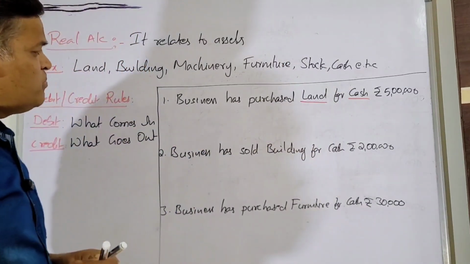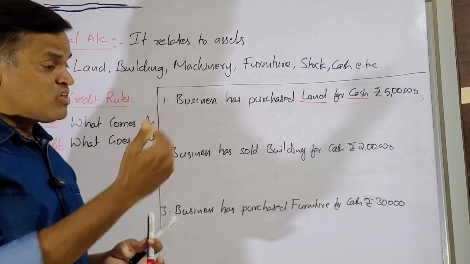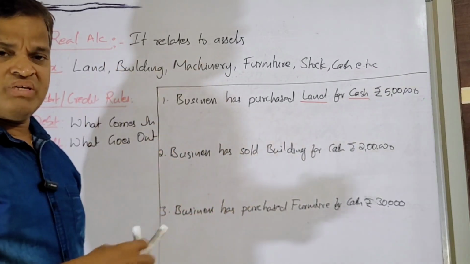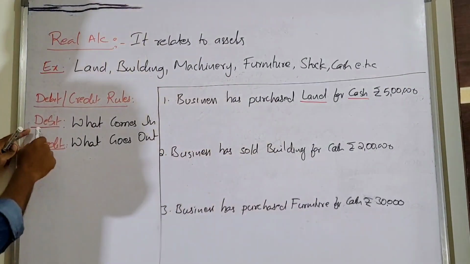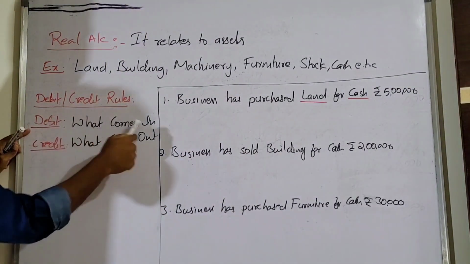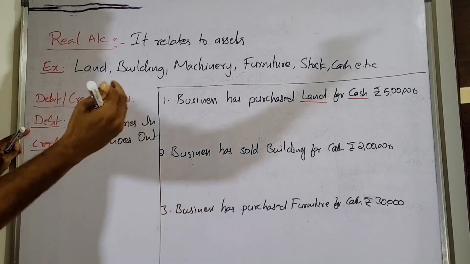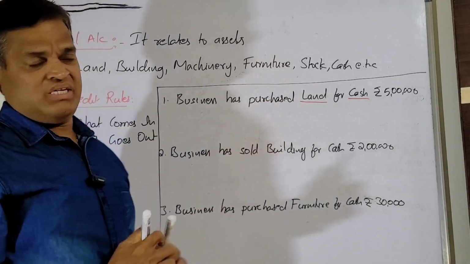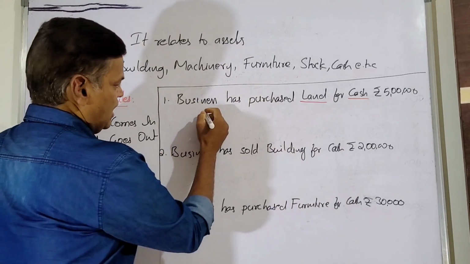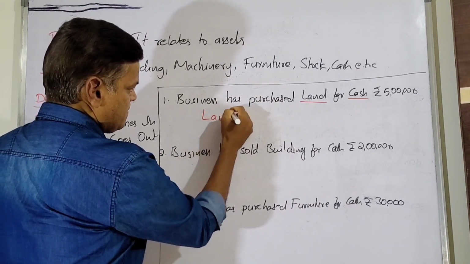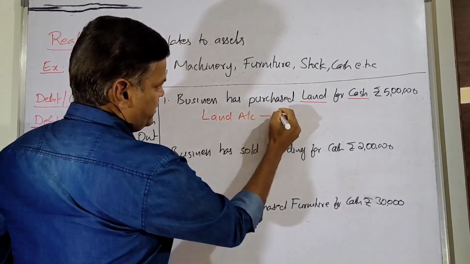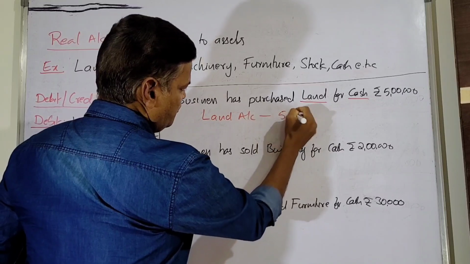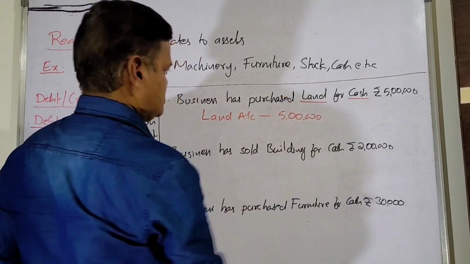In this, what is happening? Business is purchasing. Land is coming into the business or going out from the business? According to the real account, what we have to do? What comes in debit? Means if an asset is coming into the business, we have to write debit. Here, land is coming into the business. Hence, we have to write land account debit. What is the amount? The worth of the transaction is 5 lakhs.